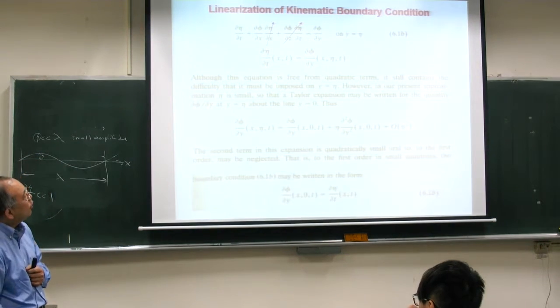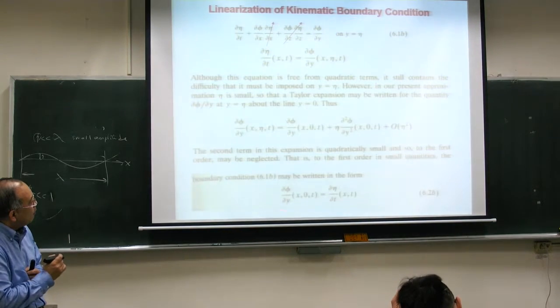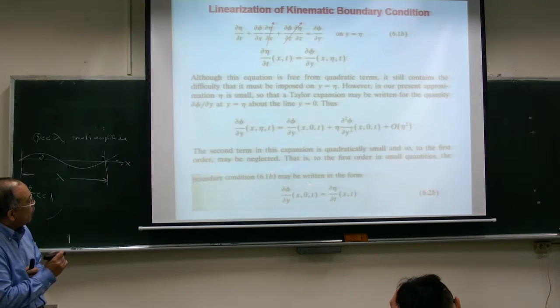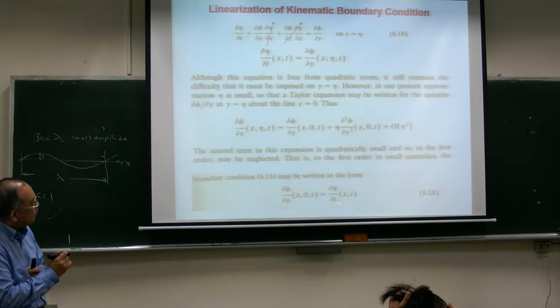Okay, and then we linearize our kinetic boundary condition. After it is linearized, you can see we only evaluate at y equal to 0: partial phi partial y, and this value is equal to partial eta partial t.